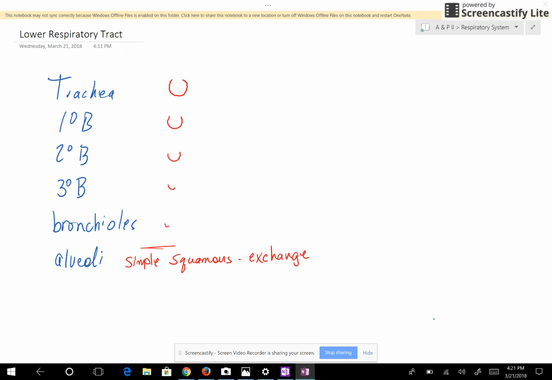Okay, so then let's go back up here and say this is our cartilage. This is our smooth muscle. Notice that the percentage of smooth muscle gets higher as you go down the bronchopulmonary tree. As we go from our large structures to our smaller structures, it will decrease in cartilage and it will increase in smooth muscle.